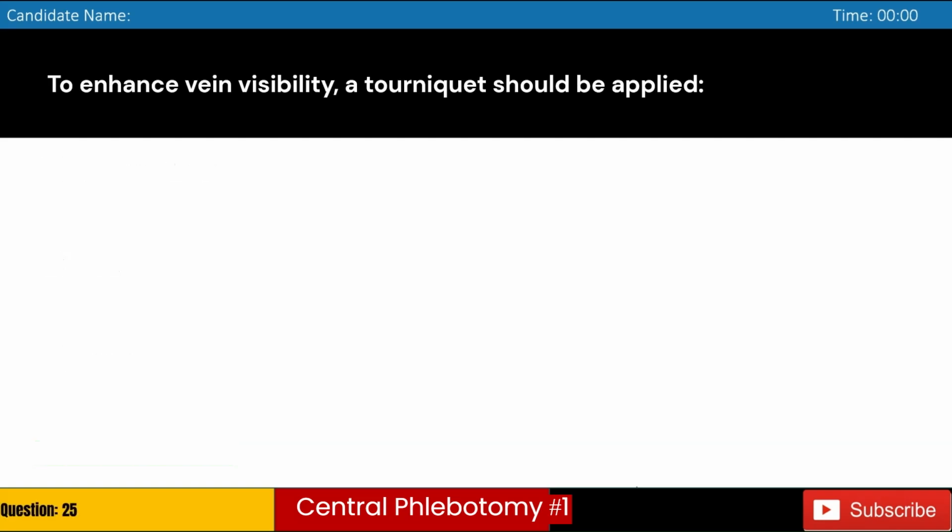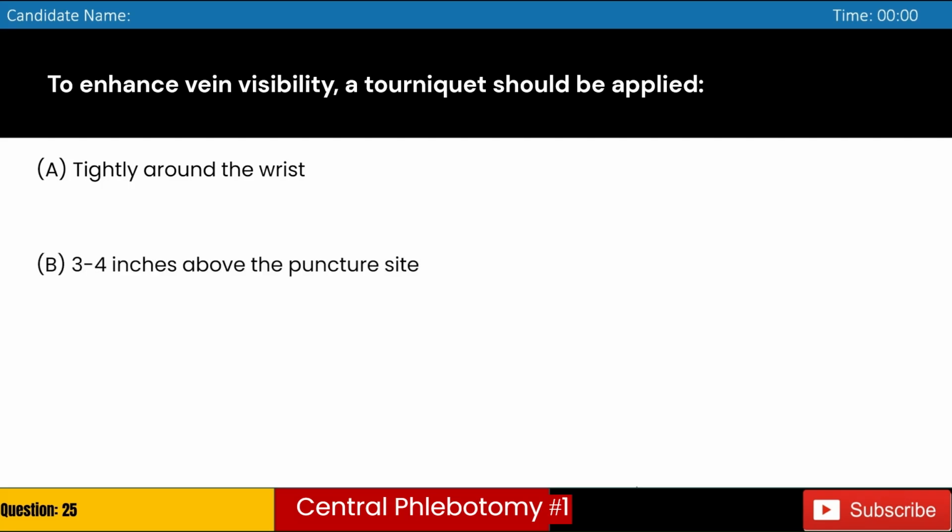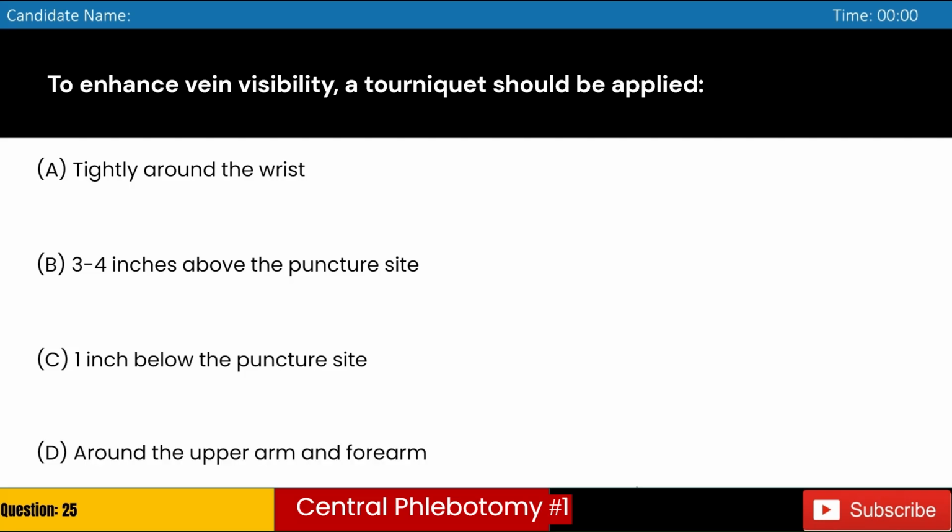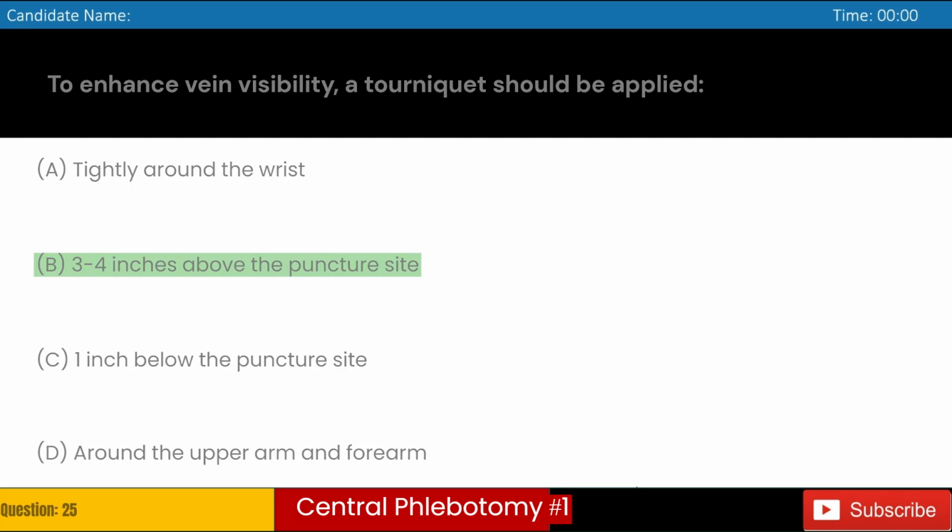To enhance vein visibility, a tourniquet should be applied: A. Tightly around the wrist. B. 3 to 4 inches above the puncture site. C. 1 inch below the puncture site. D. Around the upper arm and forearm. Answer B. The tourniquet should be applied 3 to 4 inches above the puncture site to enhance vein visibility.